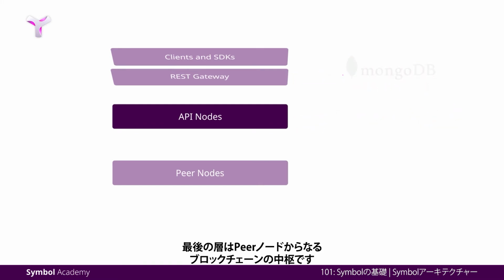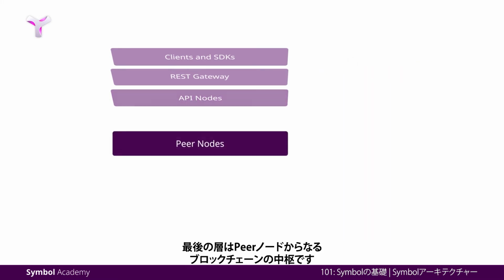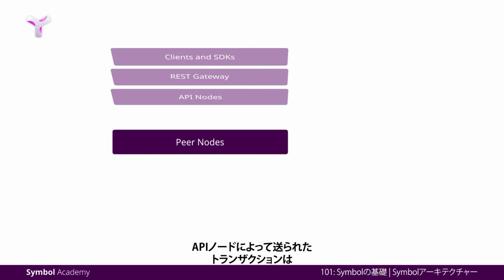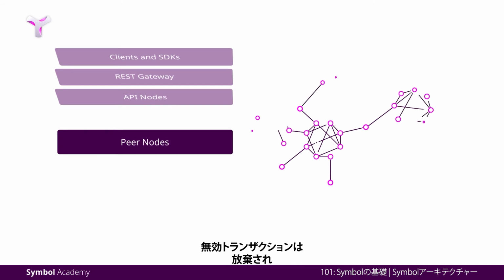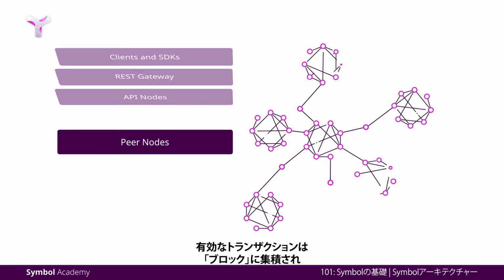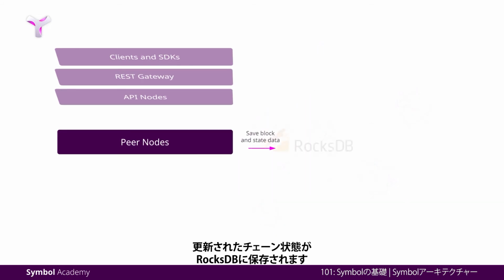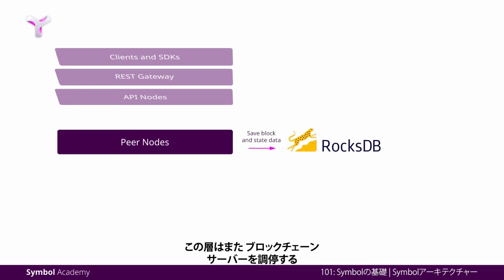Now, the last tier consists of peer nodes, the backbone of a blockchain. Here, the transactions pushed by API nodes are propagated to the network for validation. Invalid transactions will be discarded, and valid transactions will be grouped in blocks and linked cryptographically. The changes are then stored as a flat file on disk and the updated chain state in RocksDB. This tier also contains the consensus algorithm that moderates the blockchain servers.